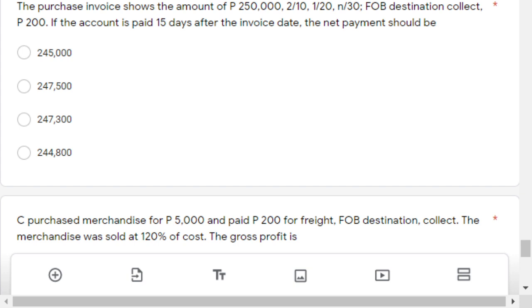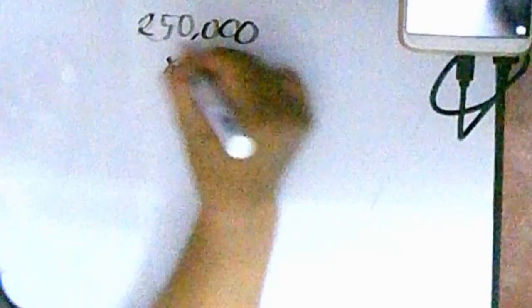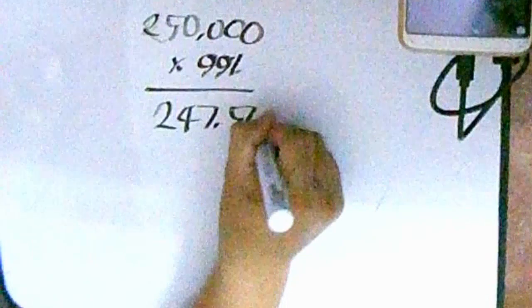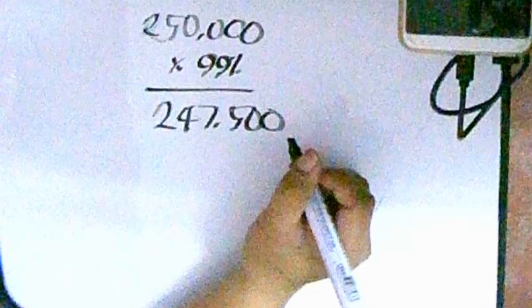So dito sa transaction, since after 15 days pa nabayaran, magka-qualify siya doon sa 1% lang na discount natin. So kung compute natin, 250,000 na invoice price times 99%. Again, bawas na dito yung discount na 1%, that is 247,500.